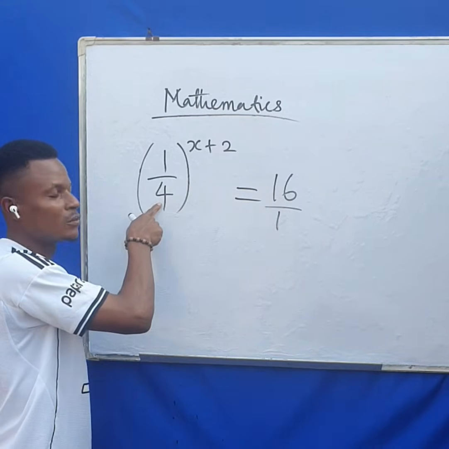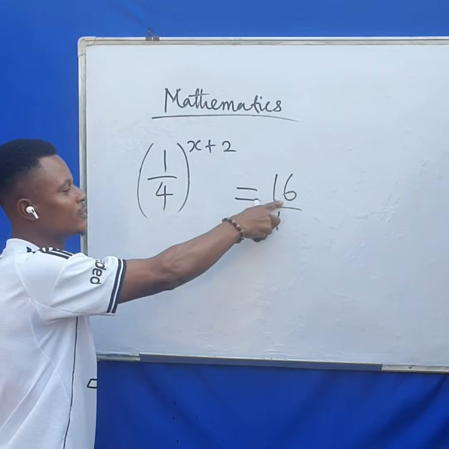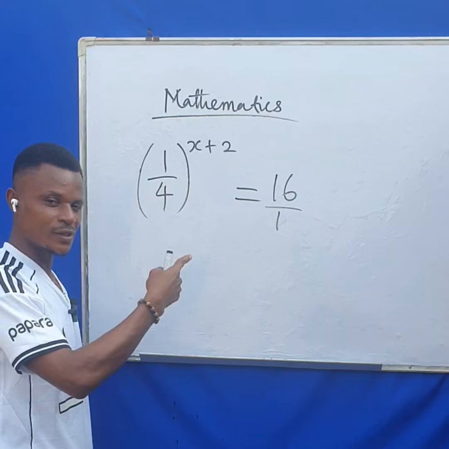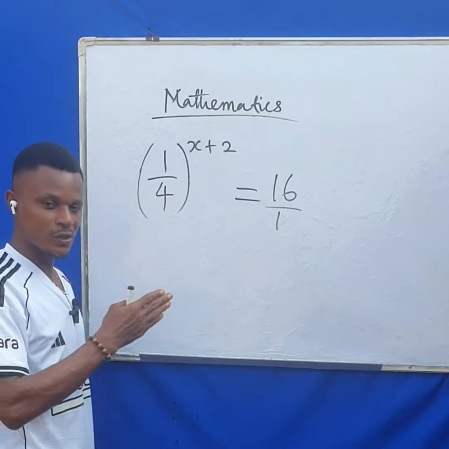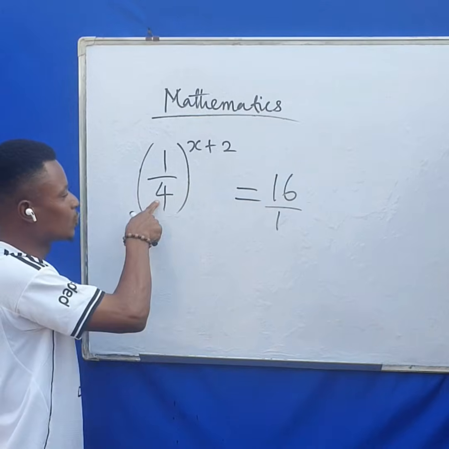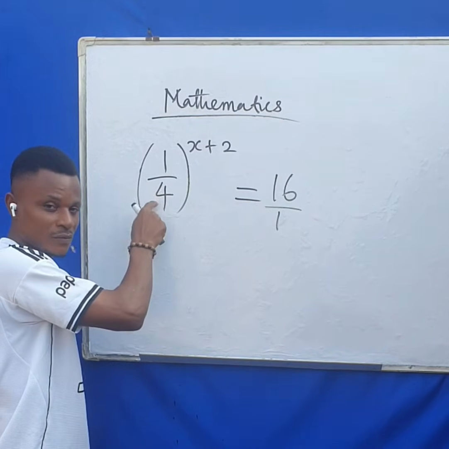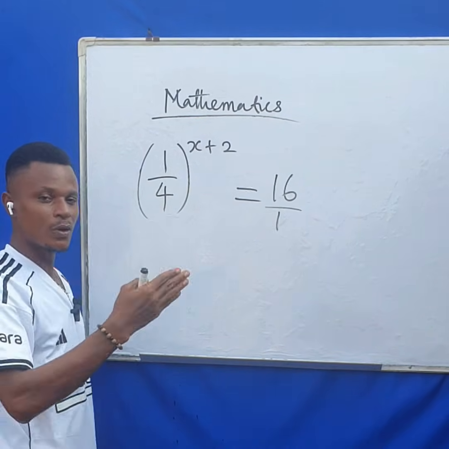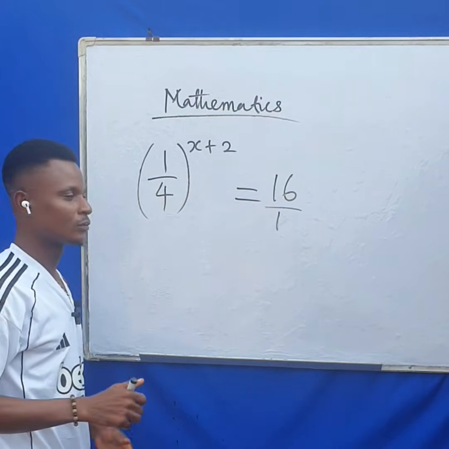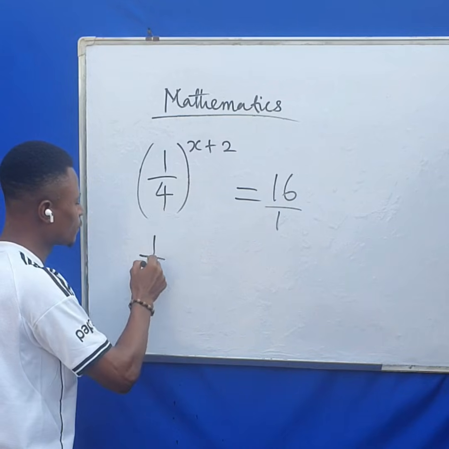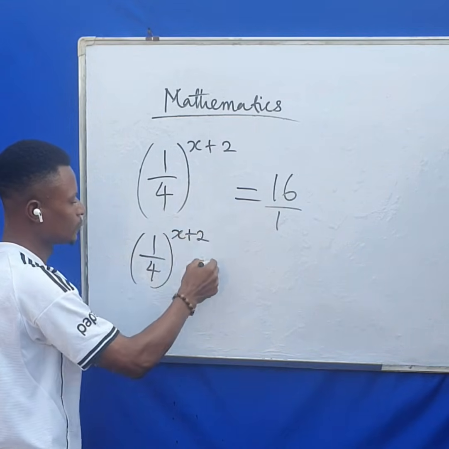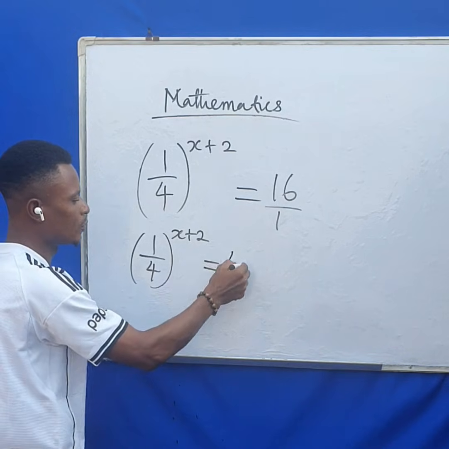So now, the next thing we are going to do is to rewrite this in exponential form. Because we have base 4 here, we are going to write this 16 as 4 raised to the power of 2. You know, 2 raised to the power of 4 also gives us 16, and 4 raised to the power of 2 gives us 16 as well. But we are not going to use 2 raised to the power of 4, because what we have here is 4. So we are going to make it 4 raised to the power of 2. So in place of this 16, we are going to write 4 raised to the power of 2. So we have (1/4)^(x+2) equal to, in place of this, 4 raised to the power of 2.